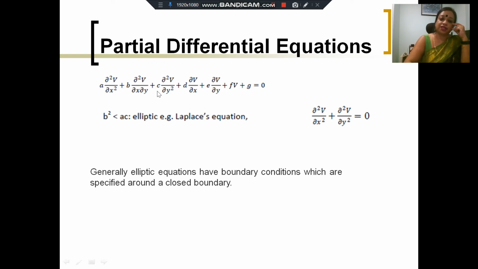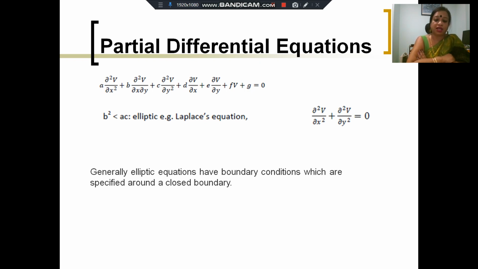Now, if these coefficients satisfy the condition that b squared is less than ac, which it does in the case of Laplace's equation, then such a partial differential equation is considered to be elliptic. You can have elliptic PDE, you can have hyperbolic PDE, you can have parabolic PDE. We are not going to discuss that, but Laplace's equation or Poisson's equation is an elliptic second order partial differential equation. Why is this important?